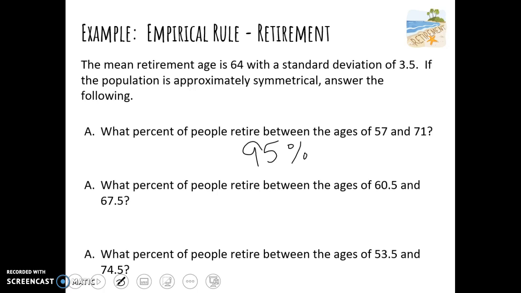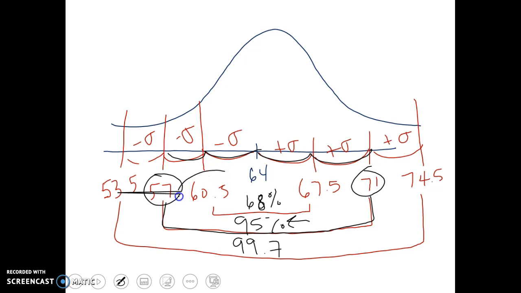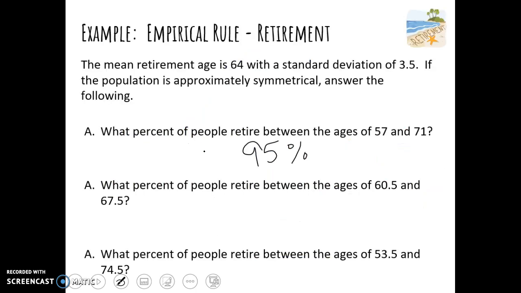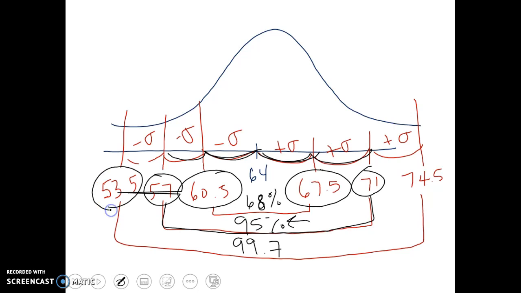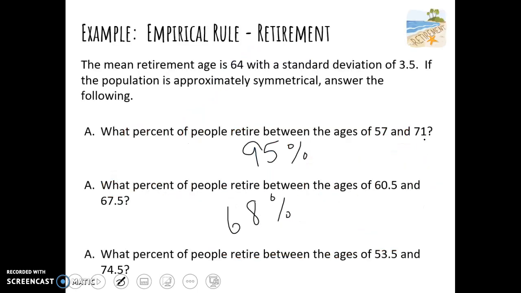All right, what percent of people retire between 60.5 and 67.5? So 60.5 and 67.5 is 1 standard deviation each way, so that's 68%. And then finally, what percent of people retire between 53.5 and 74.5? 53.5, 74.5, that's 3 down, 3 up, which is 99.7% of the data. So hopefully you got that.